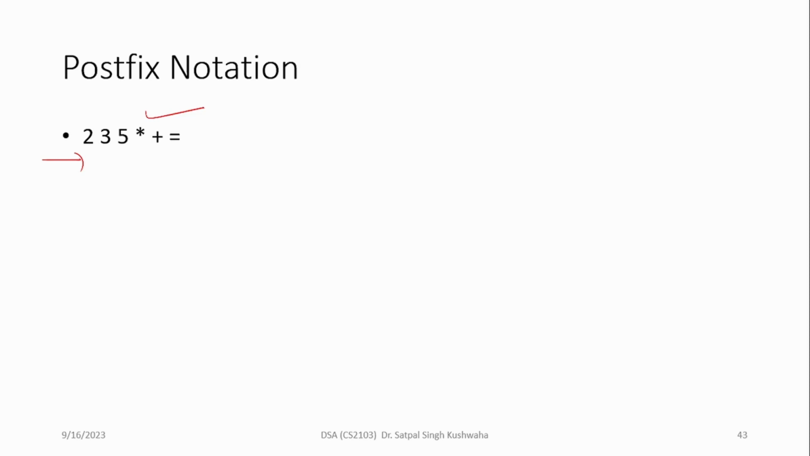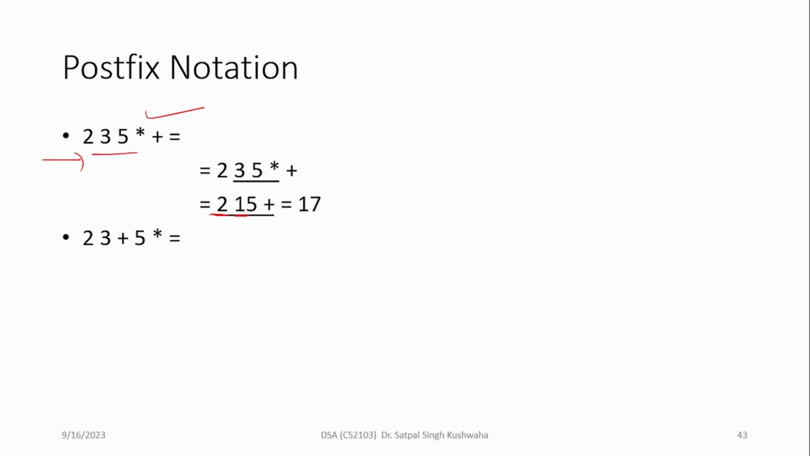Okay, 2 3 5 multiply plus. We'll scan it from left to right. Now you can see 2 3 5 star, so the star comes here, so we'll use the 2 operands before the star, 3 and 5. We will evaluate them: 3 into 5 is 15, so 2 15 plus. Now we have two operands and one operator, 2 15 plus, so the result will be 17.